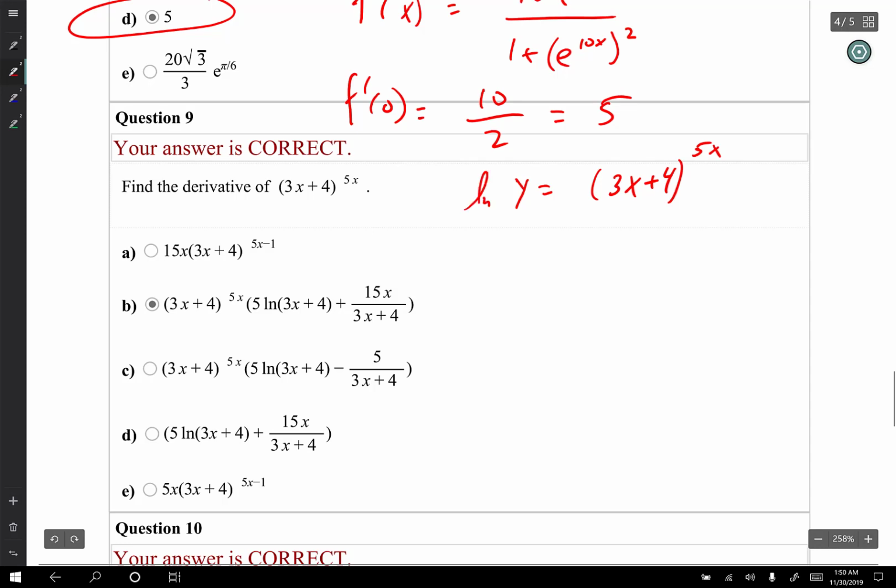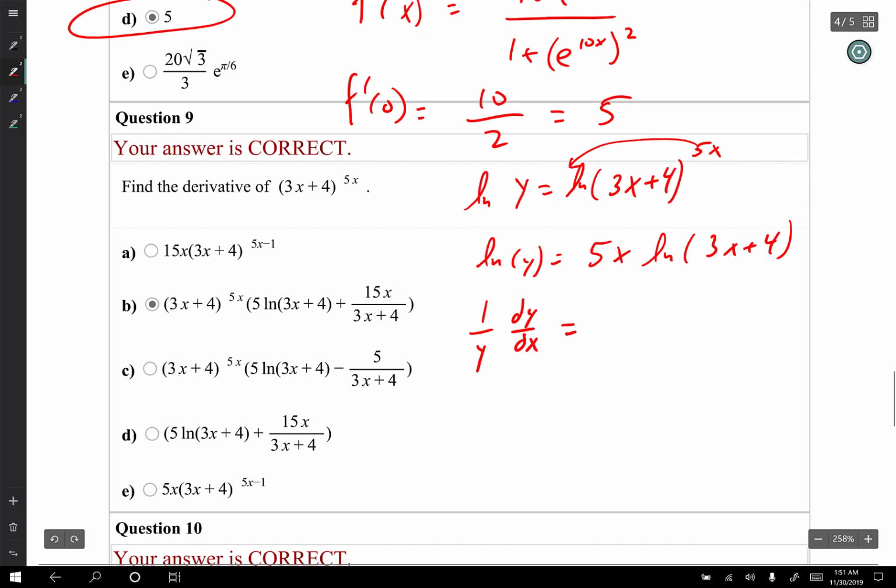So I'm going to do ln on both sides. So that will bring that down. So now I have ln of y equals 5x ln of (3x plus 4). So now I can take a derivative. So the derivative of ln y with respect to x is 1 over y dy dx equals, and then product rule right here. First times derivative of the second, 1 over (3x plus 4) times 3, plus second, ln of (3x plus 4), times derivative of the first, so 5.